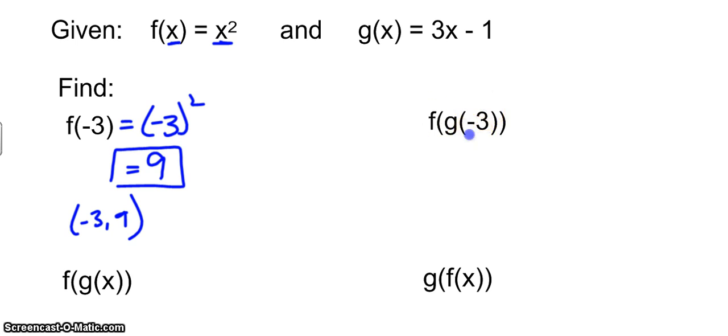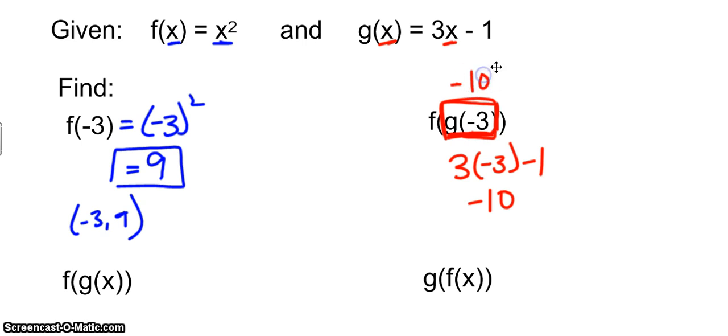Alright, well this next one says f of g of negative 3. We're going to start on the inside, just like we always did when we applied our changes to functions. And I'm going to take negative 3, I'm going to put it inside function g. That's all I'm going to worry about for right now. So that means that everywhere I see an x in function g, I now want to see a negative 3. So 3 times negative 3 is negative 9, minus 1 is negative 10. So g of negative 3 is really negative 10.